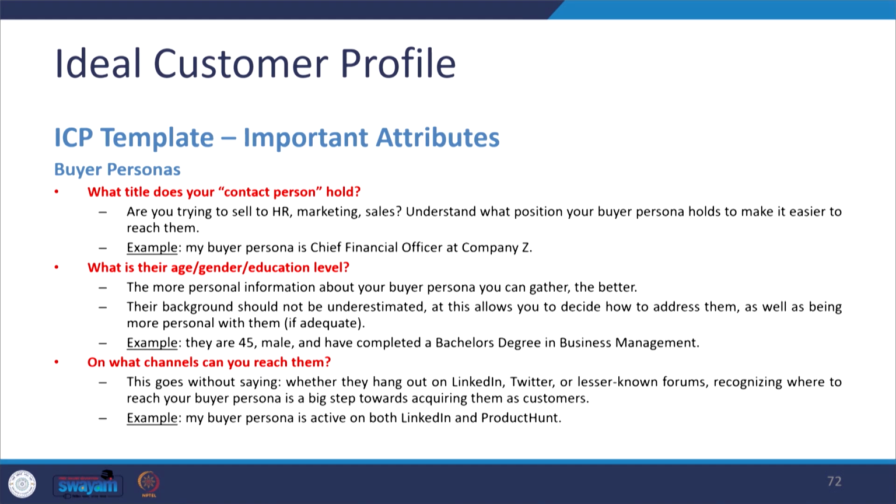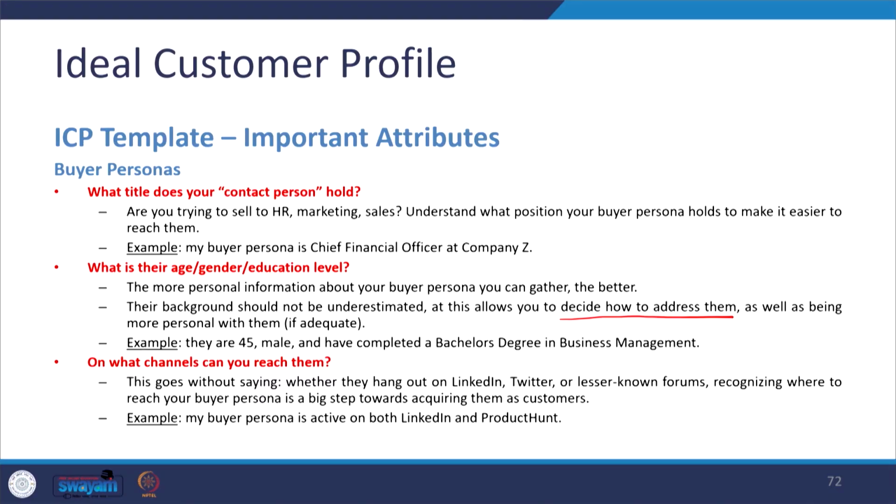And then buyer personas. The ICP template provides you a buyer persona. So what title does your contact person hold? What is their age, gender, education level, right? This background should not be underestimated, and it allows you to decide how to address them. When you are interacting with them, you should know their designation, what level of the organizational hierarchy they are working at, and how many employees or team members report to them. All this sort of information is very much required.